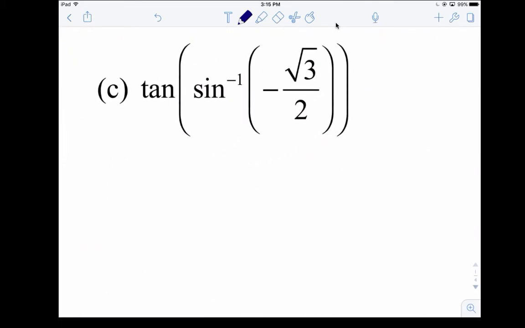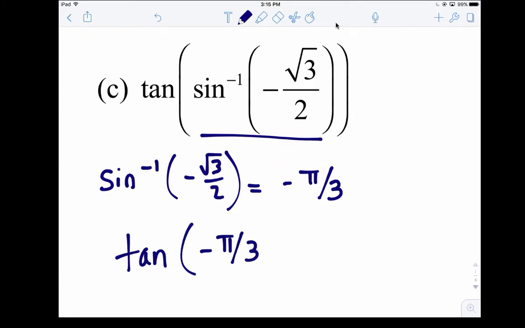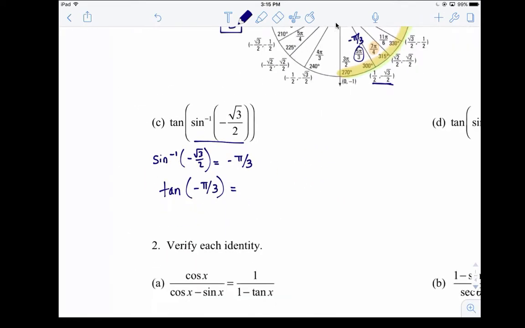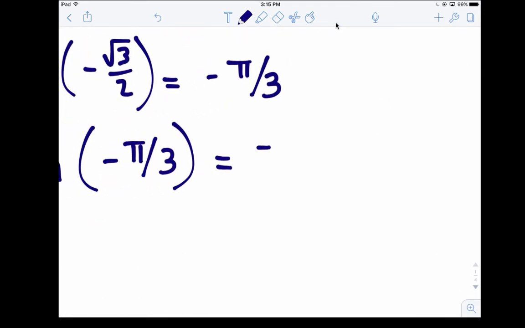Okay, letter C, same thing, you're evaluating the inside part first. So inverse sine of negative root 3 over 2. Where is the y value equal to negative root 3 over 2? That would be negative pi over 3. So then now you're doing tangent of negative pi over 3, which is the y term over the x term. So that would be negative root 3 over 2 divided by 1/2, and that's going to be negative root 3.